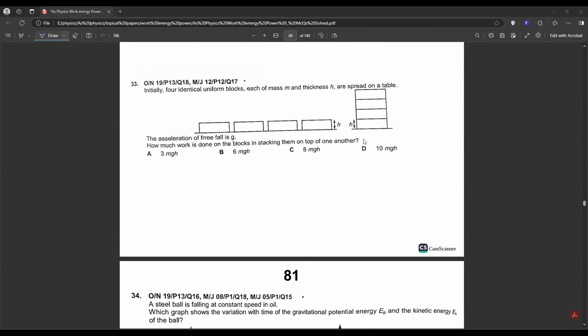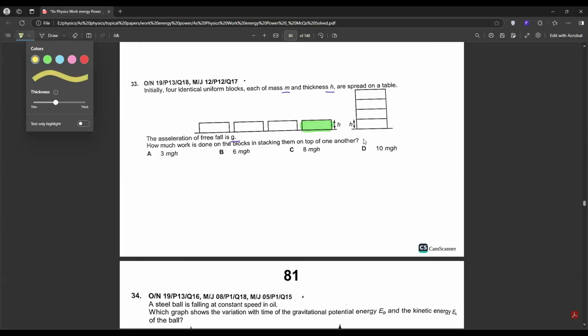Initially, four identical uniform blocks, each of mass m and thickness h, are spread on a table. The acceleration of free fall is g. How much work is done on the blocks in stacking them on top of one another? So we have to stack them on top of one another in this scenario. If you see, you don't need to move block 1. This block in green doesn't need to be moved, because it is already at the correct place. However, you would need to lift this block in yellow.